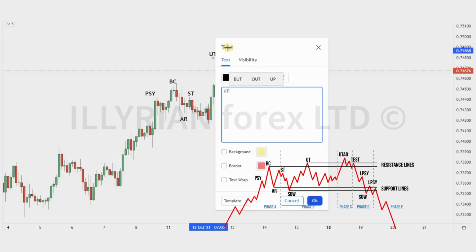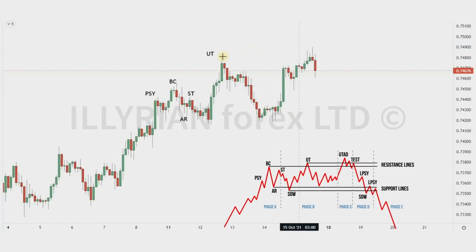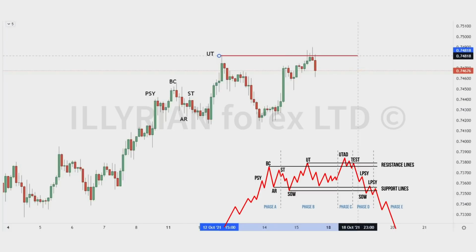Next events are the sign of weakness, the automatic reaction and the upthrust. These events together create phase B. The function of phase B is to build a cause in preparation for a new downtrend.